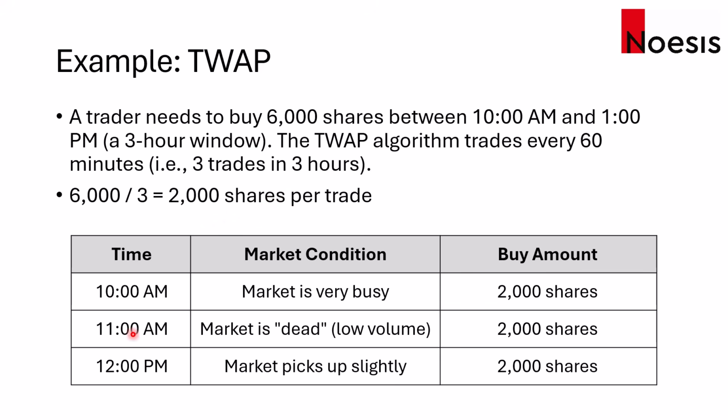Now, look at the table to see how this actually plays out regardless of what the market is doing. At 10 a.m., the market is very busy, but the algorithm just sticks to its 2,000 shares. By 11 a.m., the market has gone dead with very low volume. A more adaptive algorithm might pause here, but the TWAP stays on schedule and forces that 2,000 share buy anyway. At noon, the market picks up slightly, and again, the buy amount remains exactly 2,000 shares.